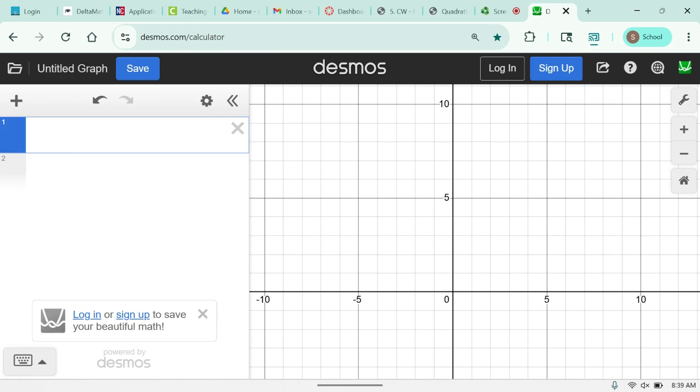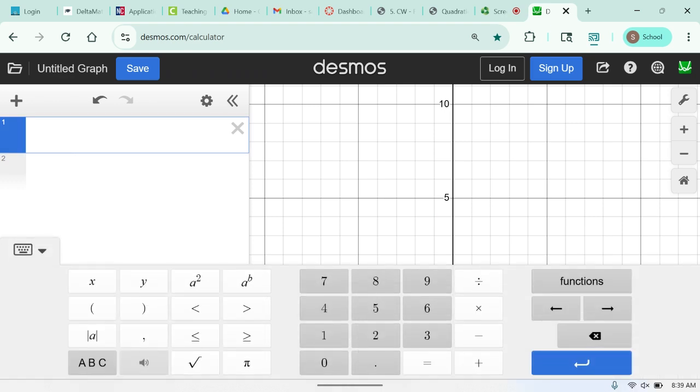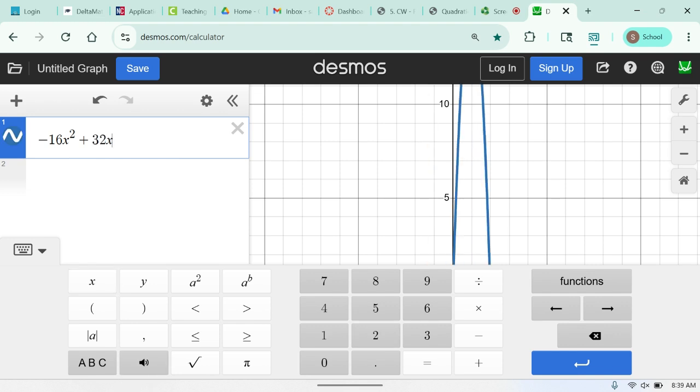So I have negative 16x squared, plus 32x. It was plus, right? Or was it minus? It's plus, okay. And then plus 128.